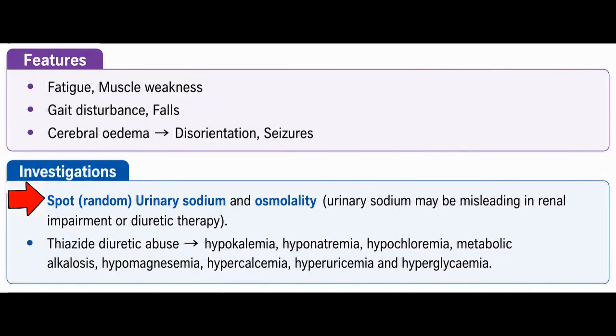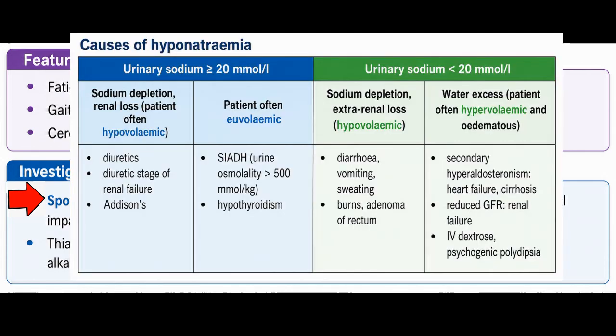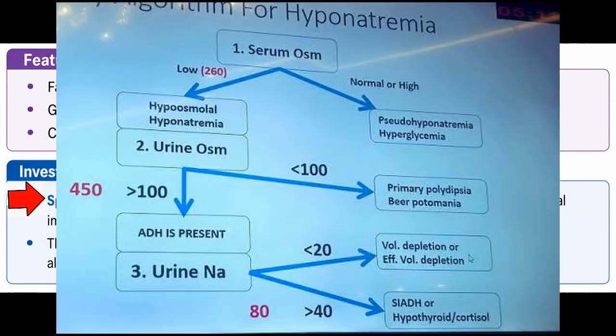1. Spot random urinary sodium and urine osmolality. This is one of the most important investigations. We measure urinary sodium. It helps determine whether sodium loss is renal, urine sodium more than 20 mmol per liter, or extra-renal, urine sodium less than 20 mmol per liter.